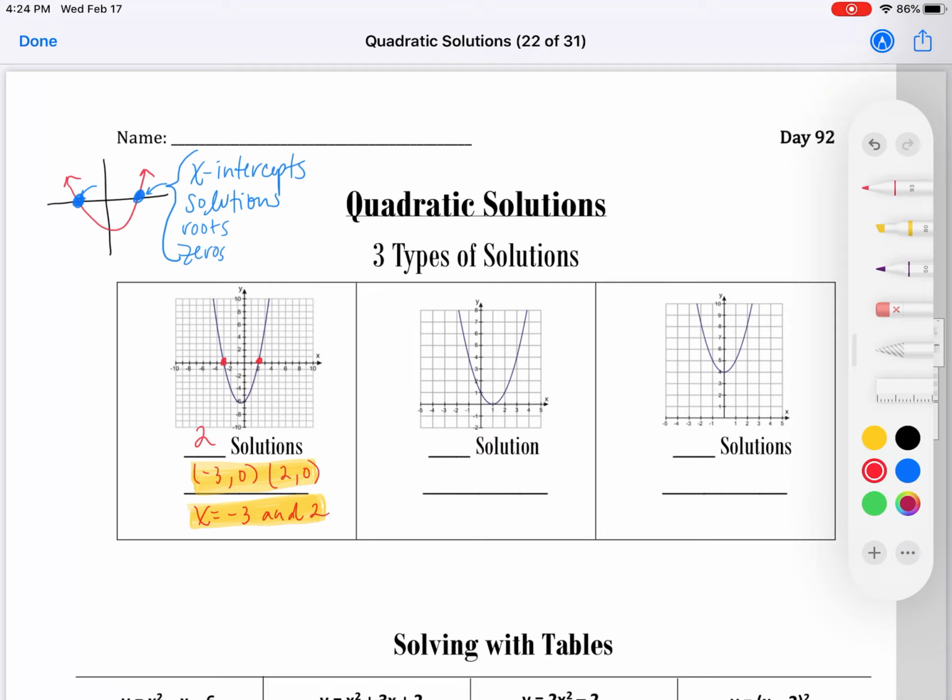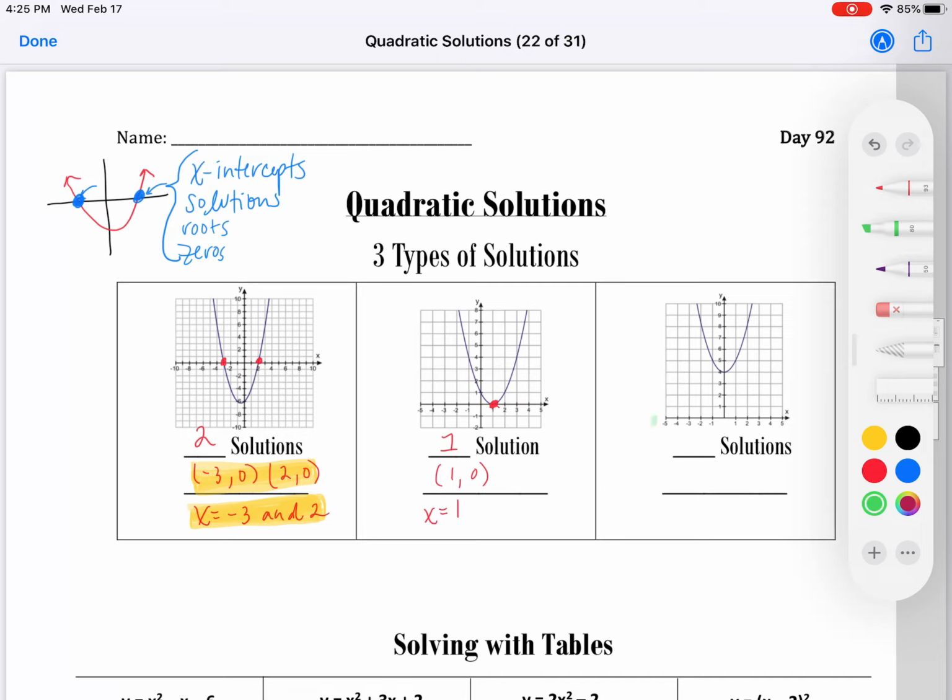In this next example, this one touches the x-axis one time, so there's only one solution. If I look at this x-axis, how many times does my blue function touch the x-axis? Just one time. So this has one solution. The one solution is the ordered pair (1, 0), which is the same as saying x equals 1. So that's the second type: it touches the x-axis one time and has one solution.